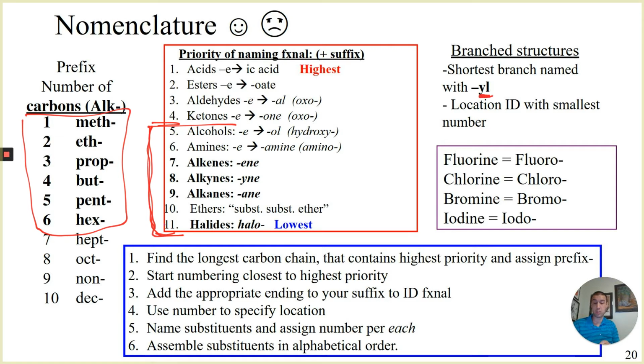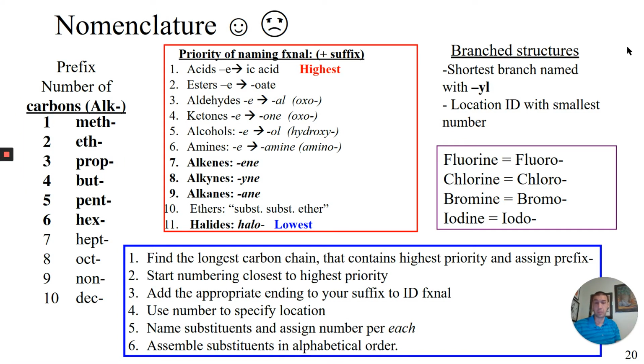Branch structures. If you've got a branch, we usually name it as a substituent. We know it's a substituent because we have the -yl ending on it. You always have to provide a locator identification, and that's based off of the number in your carbon chain. You've got your halogens listed out with their prefixes, and then we've got our rules listed at the bottom. The longest carbon chain has to have the highest priority functional group, and then you may need to assign your appropriate prefix for the number of carbons within it, and then the suffix is going to be dependent on what was your highest priority functional group.